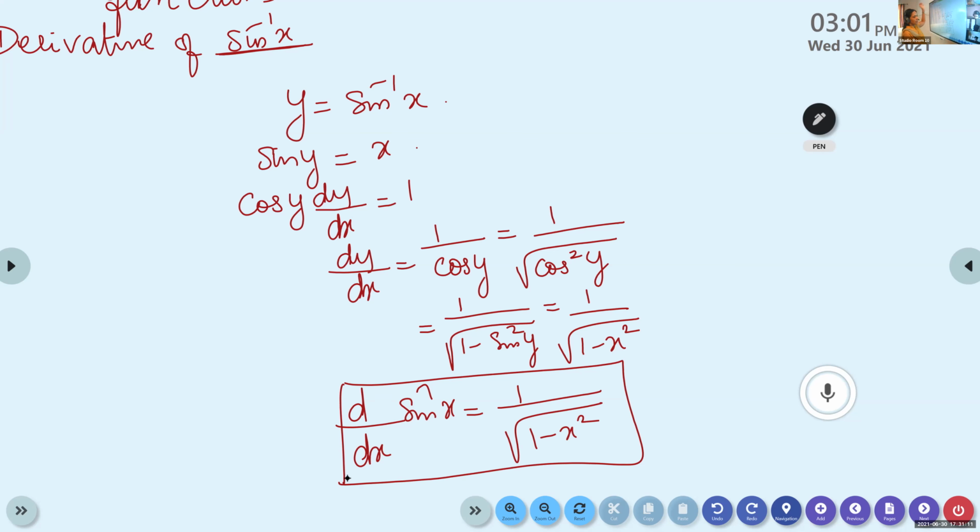Look here. Listen children, I repeat this. We are taking y is equal to sine inverse of x. Sine inverse going to the other side, we will get sine y is x. Now you differentiate on both sides. Derivative of sine y is cos y into dy by dx, equal to 1. From here, dy by dx is 1 by cos y. We can write this as 1 by root of cos square y. Cos square y is 1 minus sine square y. Sine y is x, therefore sine square y will be x square. Therefore, dy by dx of sine inverse of x is 1 by root of 1 minus x square.